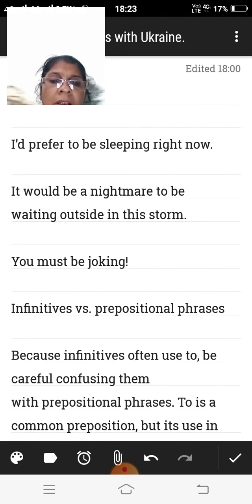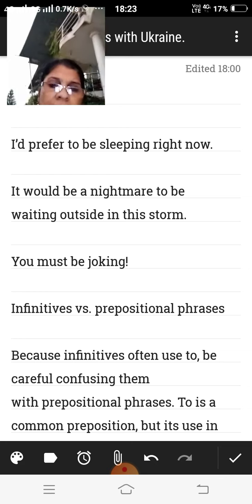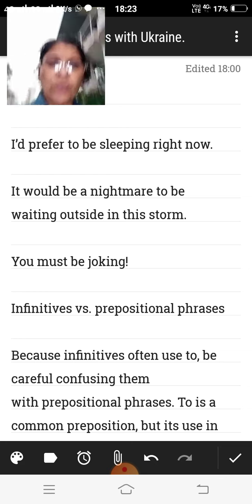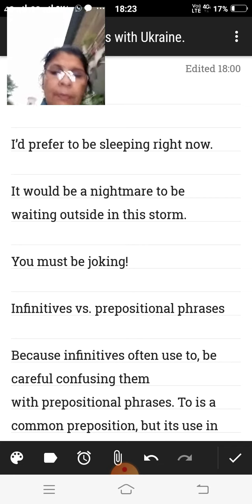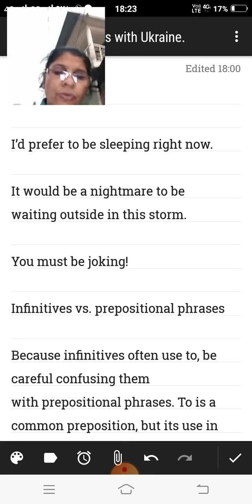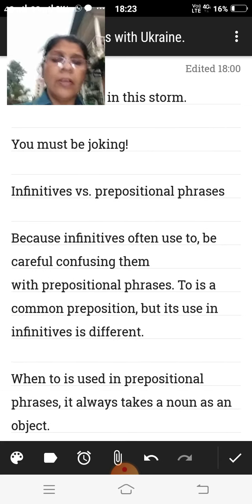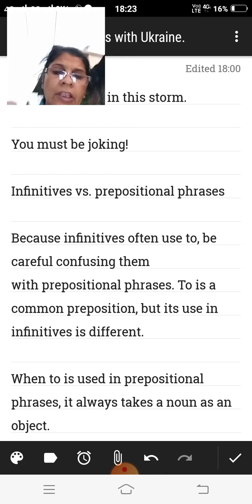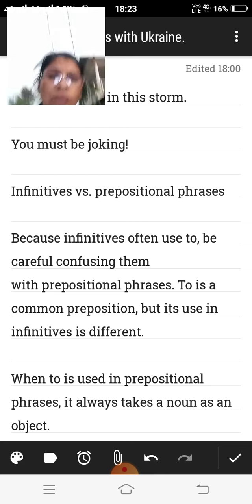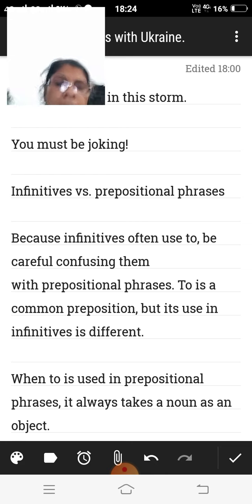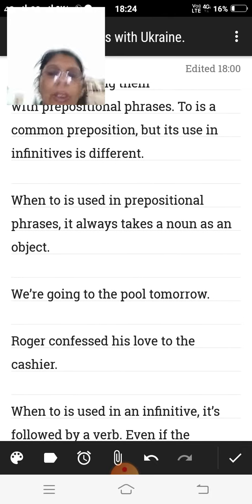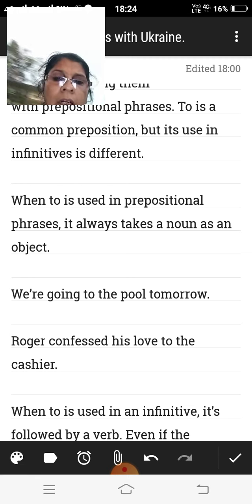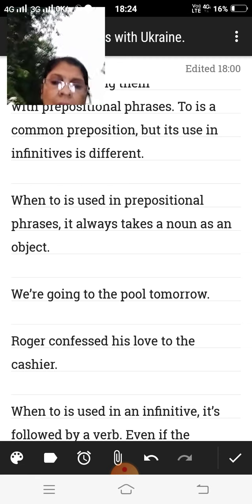Infinitive versus prepositional phrase. Because infinitives are often used, be careful confusing them with prepositional phrases. To is a common preposition, but its use in infinitives is different. When to is used in prepositional phrases, it always takes a noun as an object. We are going to the pool tomorrow. Roger confessed his love to the cashier.